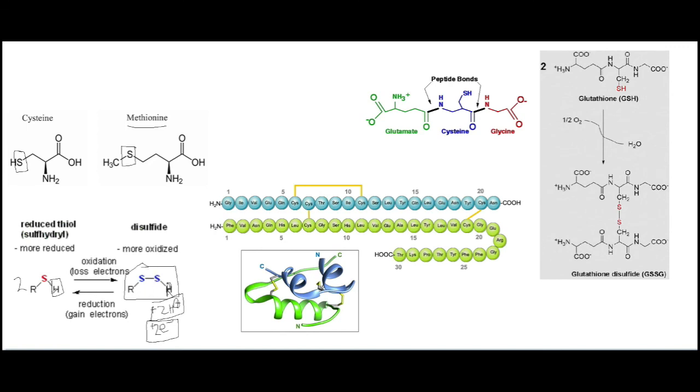Then it can be reduced again to reform our normal side chain here. This is getting kind of into protein structure, but I just wanted to show an instance of this happening. So this is the insulin molecule, which is composed of two polypeptides. So these are two different polypeptides.